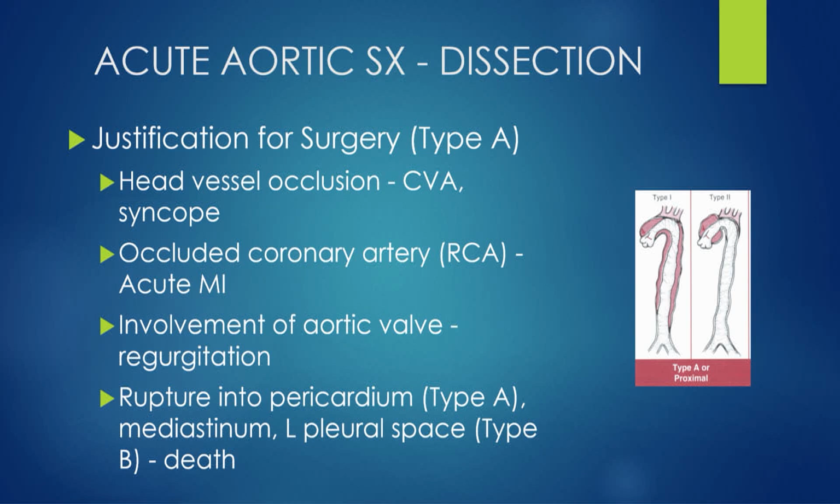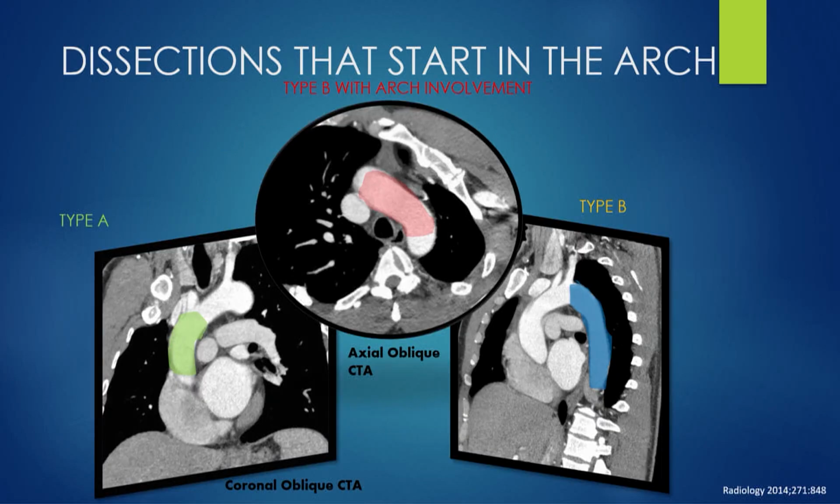I've seen it rupture into the mediastinum, the pleural space, and so forth. But it's going to be the one. There had been some uncertainty in how to classify arch dissections. So what do we call them now? This is something we looked at a while ago, and the best classification is probably to call an arch dissection a type B with arch involvement.